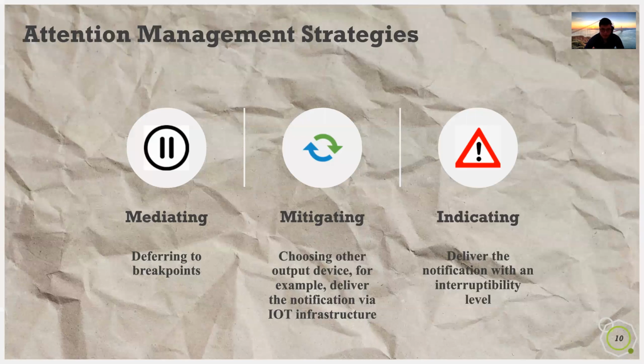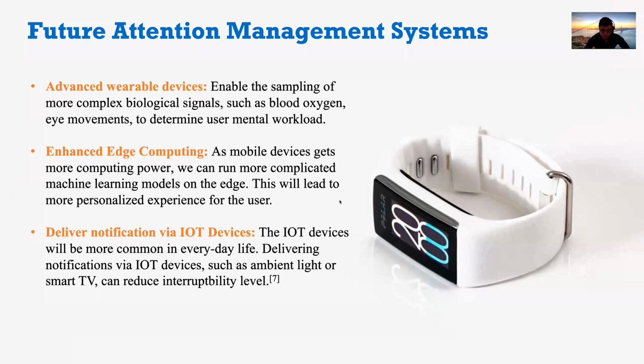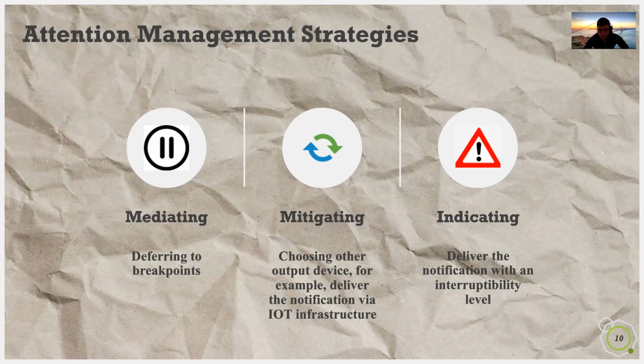So as a summary, generally we have three different approaches to managing interruptions. The first one is mediating, meaning deferring the notification to other breakpoints. The second one is mitigating, meaning we can send the notification not on the mobile devices, but on other devices such as Internet of Things infrastructure. And the third way is to indicate the interruptibility level of this specific notification to the user. The most used strategies are the first two.